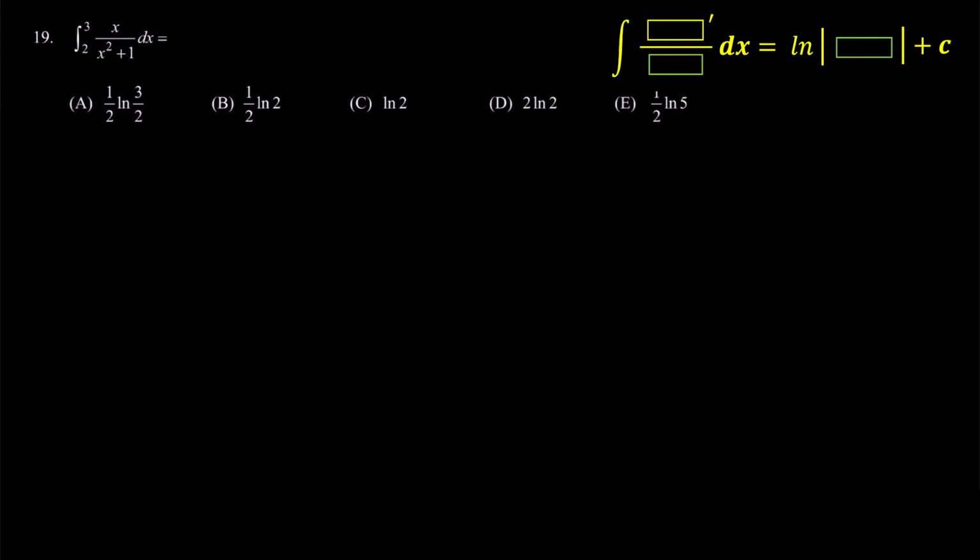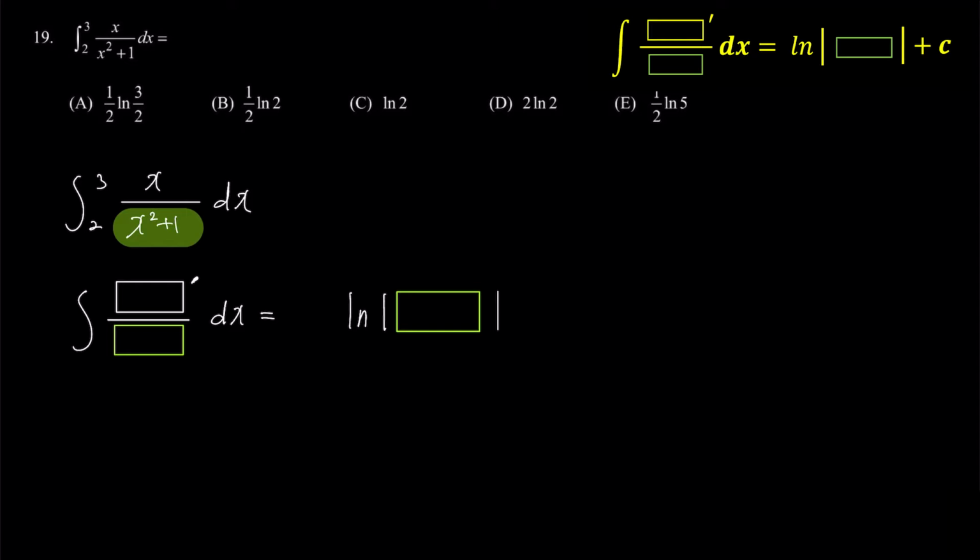The problem is similar to the previous one, right? Let's solve it simply. Let's put x squared plus 1 in the green box of the denominator and put its derivative 2x in the box prime. Then we divide the formula by 2.